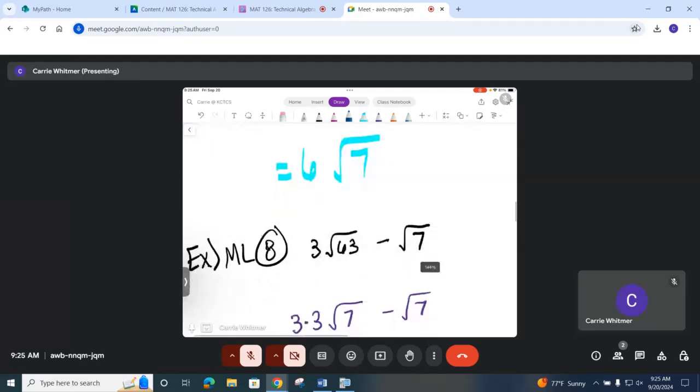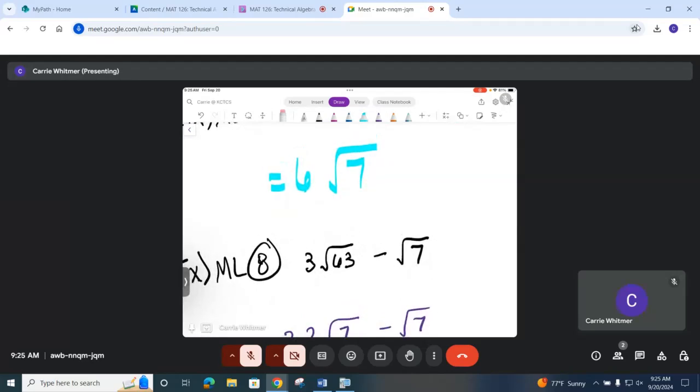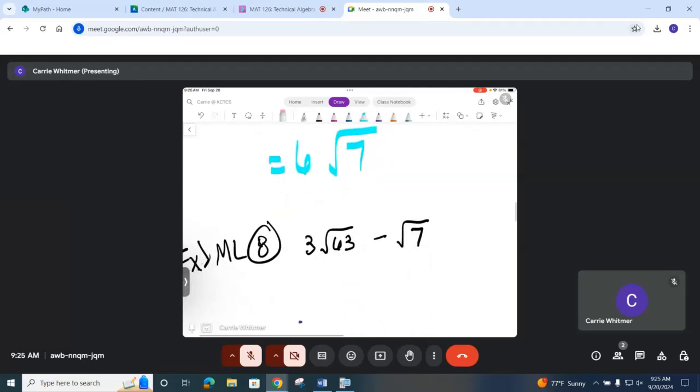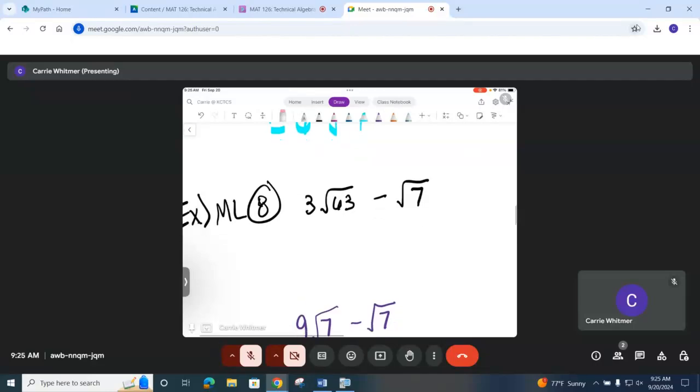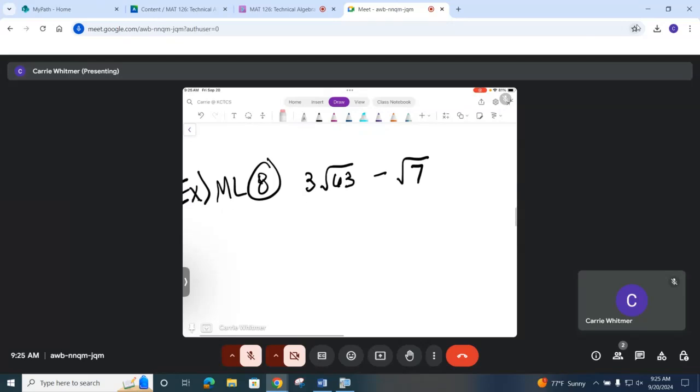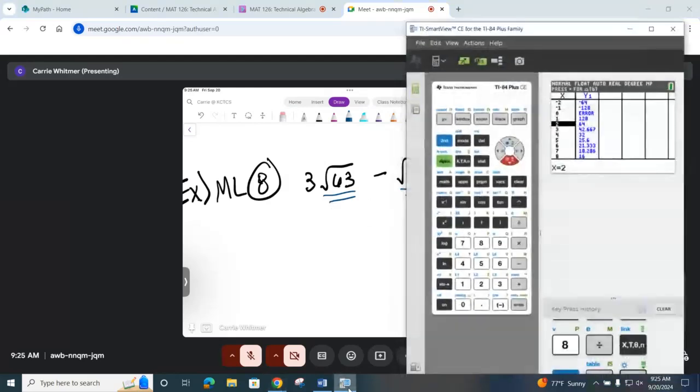Now, when you have a problem like number 8, you may notice we do not have the same radical here. So right now, these are not like terms because I have a radical 63 and I have a radical 7. So if they're not like terms, you cannot add them together unless you can make them like terms. So I'm noticing that 63, maybe that can be broken down some. So let's check it out.